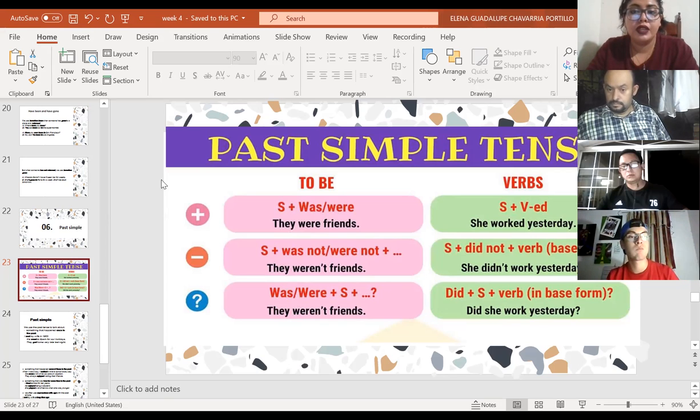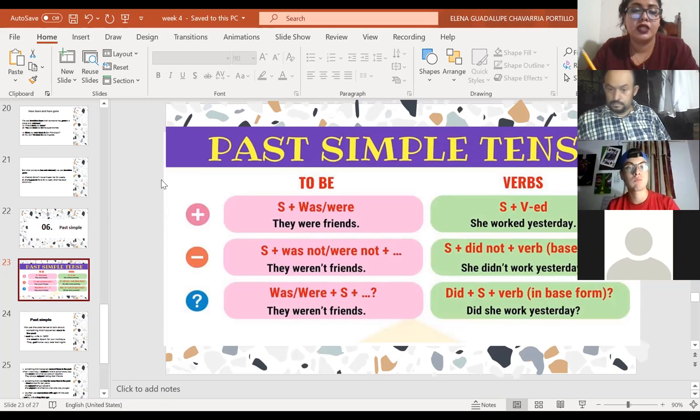Then, we have in the verbs, did plus subject. Did she work yesterday? Lo mismo pasa con esta forma. Si tenemos el did, o sea, nuestro auxiliar está en pasado, no vamos a poner el otro verbo en pasado. No podemos hacer eso, ¿verdad? En este caso vamos a ponerlo en su forma base.